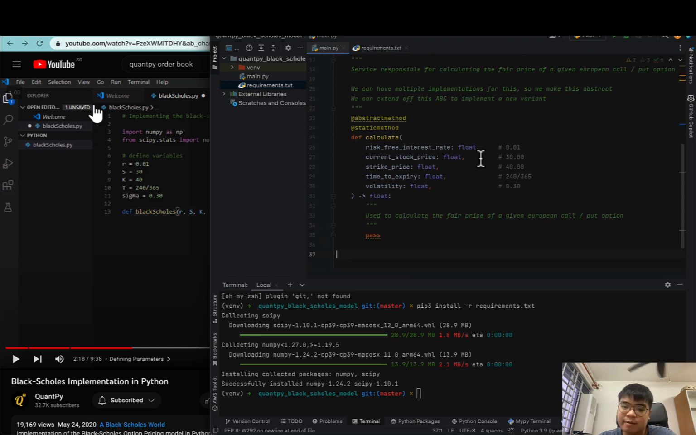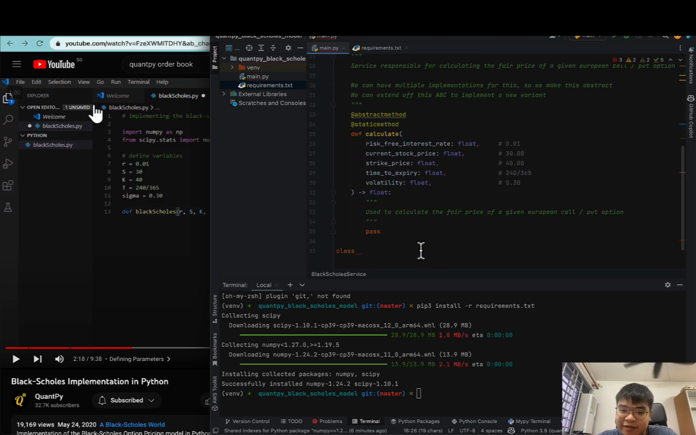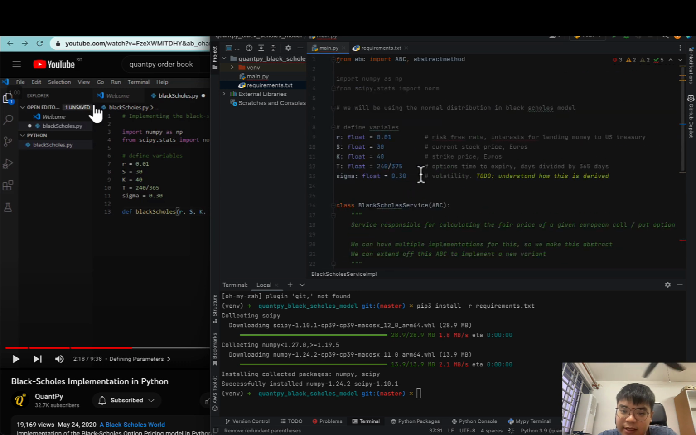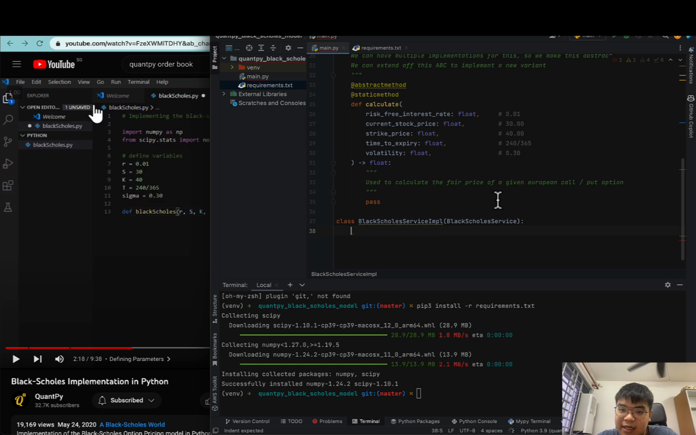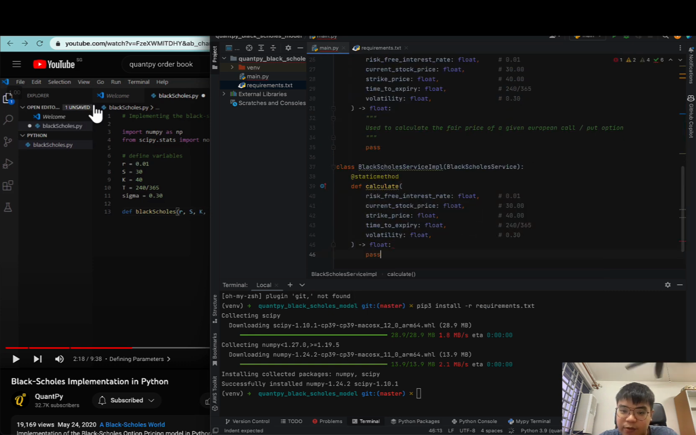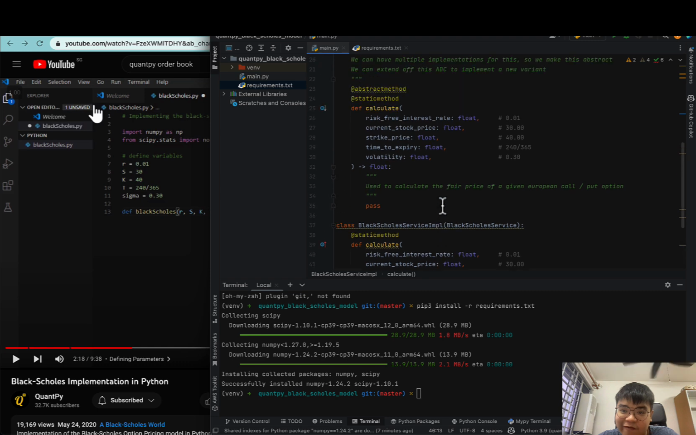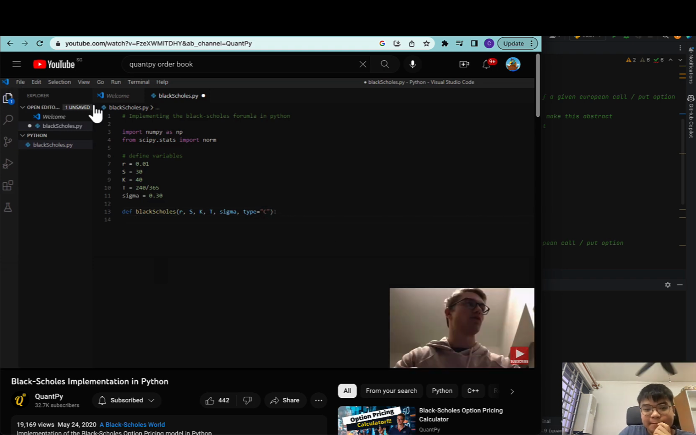Yeah, okay, looks about right. Okay, now let's create a simple Black-Scholes service implementation, and let's extend off this interface, and let's start overriding the static method. So let's copy this here, and there we go. Now we will continue off Jonathon's tutorial. But let's, by default, make it equal to C.